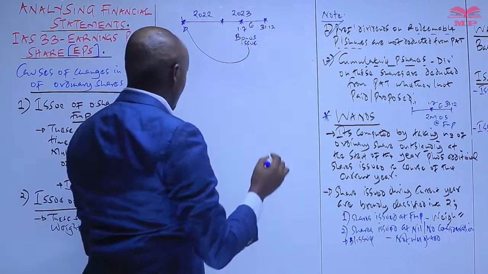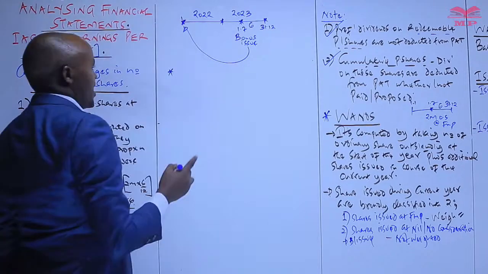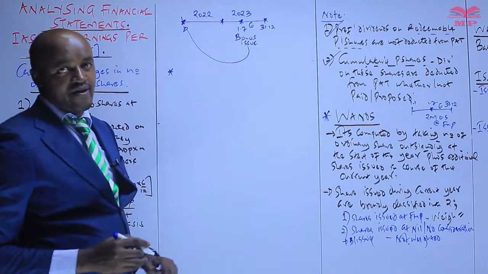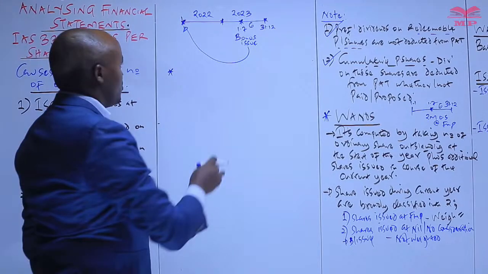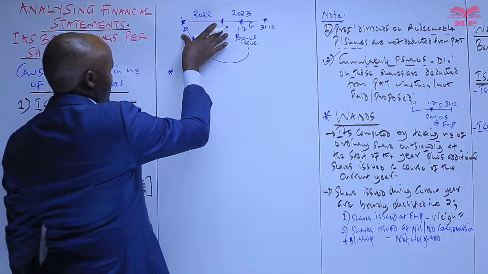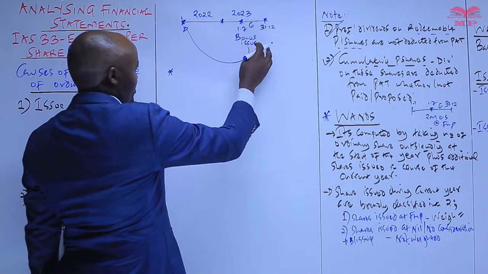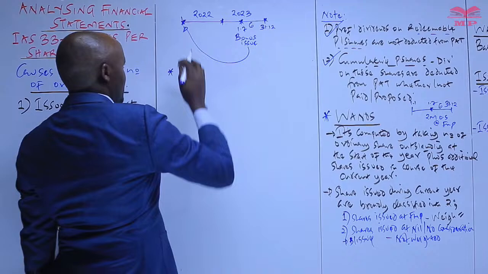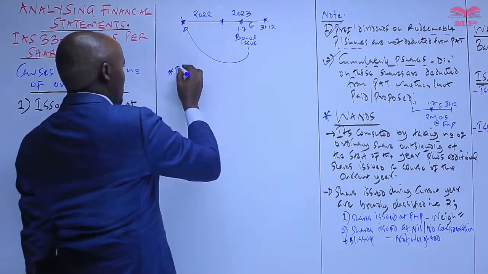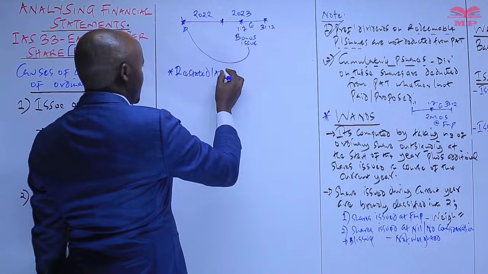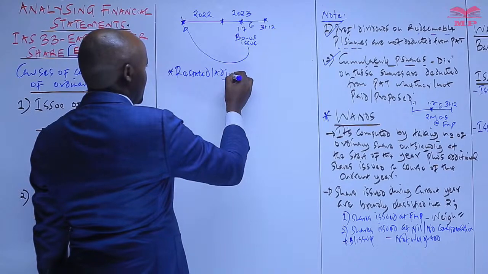And number 2, bonus shares are also used to restate, to adjust the earnings per share of the previous year. So because when the earnings per share for this year was being computed, these bonus shares were not used, but we are saying we assume they were issued at the start of 2022. So therefore, what we do in that case is we need to restate, we need to adjust the earnings per share of the previous year.